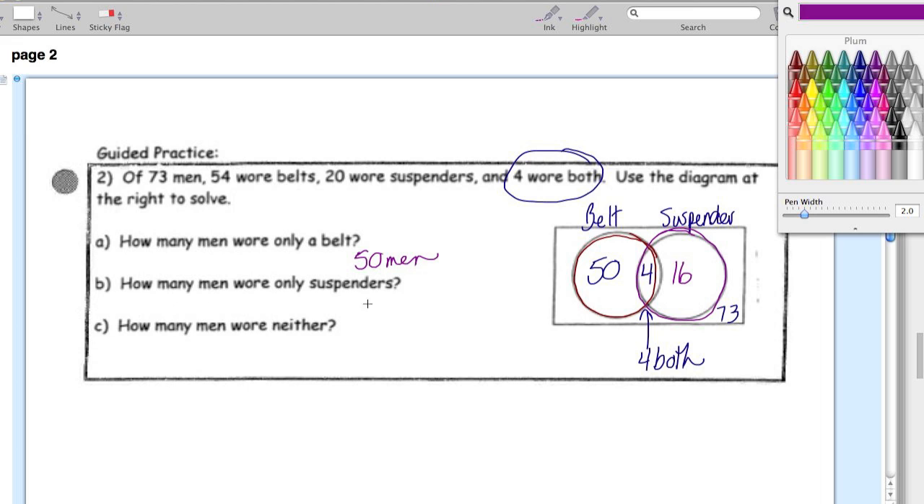How many men wore only suspenders in letter B? There were 16 men wearing only suspenders. And in letter C, how many men wore neither? So there's 73 total. We're going to take away the 50. We're going to take away the 4. We're going to take away the 16. Each of these pieces of the puzzle. Okay, again, don't go back to these because these would give you too many. Even if you add them up, you'll see that. This is 74 right here just from these two. That's why the 4 overlap is key. If we take all of these subtracted, 73 minus 50 minus 4 minus 16, there's 3 men that neither wear belts nor suspenders.